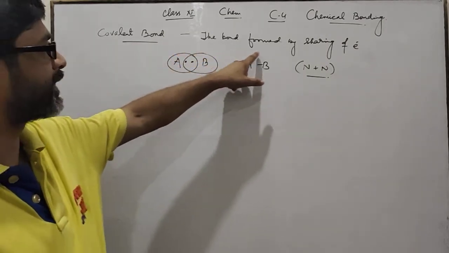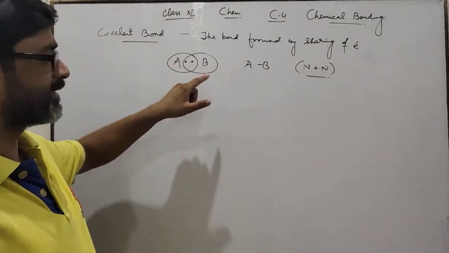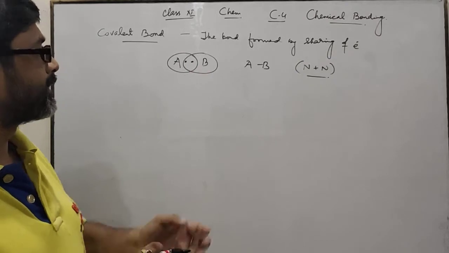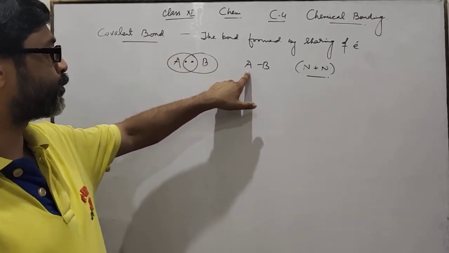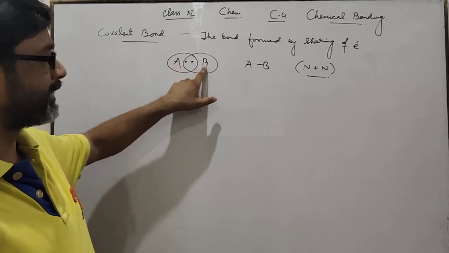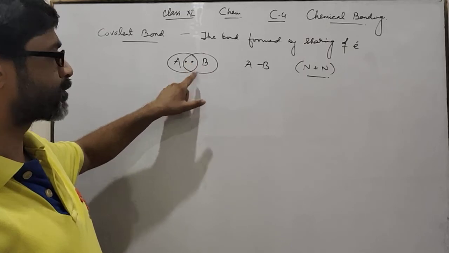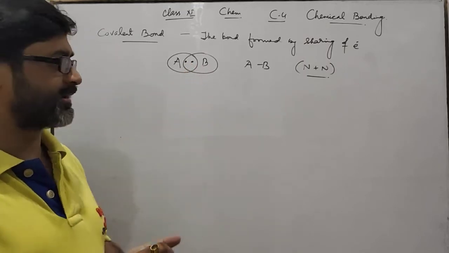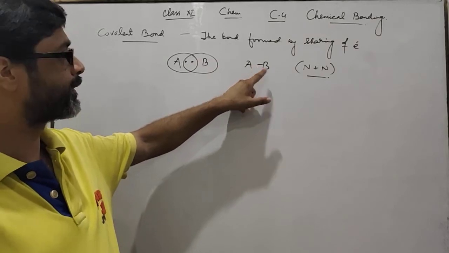This bond is formed by sharing of electrons. When two elements share their electrons together, they form a covalent bond. Let us suppose that there are two elements A and B. A contains one electron, B contains one electron, and both share their electrons, they form a single bond, a covalent bond.